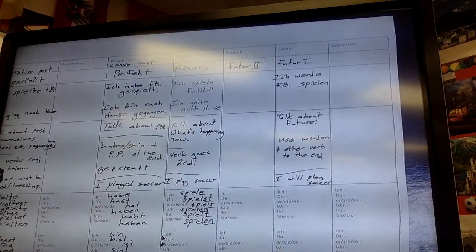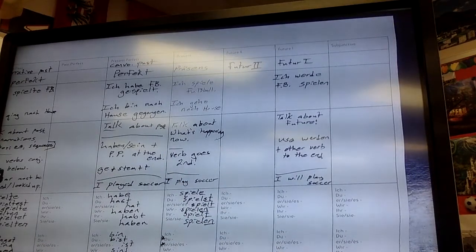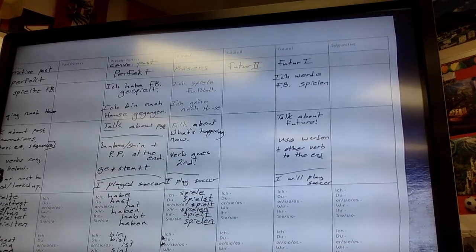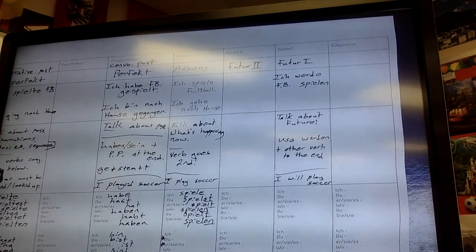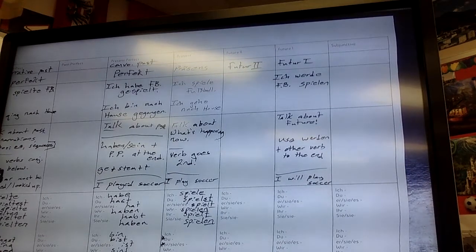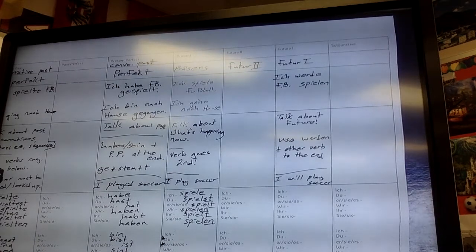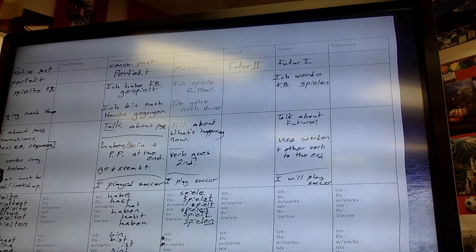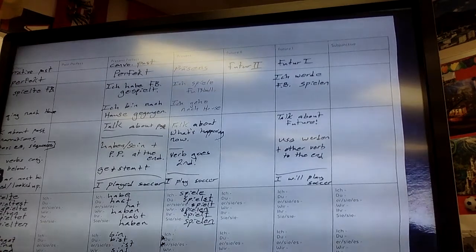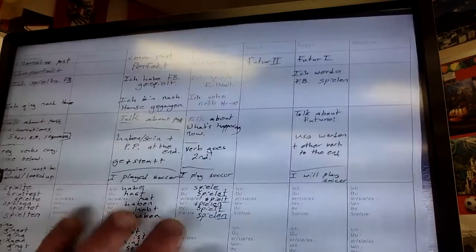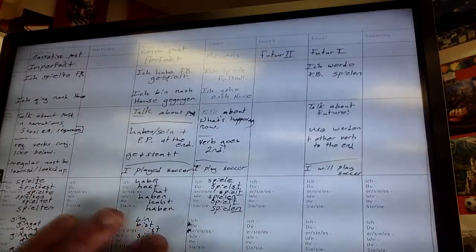Common mistake English speakers make when trying to use the futures, they say, ich will Fußball spielen. What are you saying? I want to. Ich will Fußball spielen comes out as I want to play soccer. Ich werde Fußball spielen is how you would convey the message that you're going to.